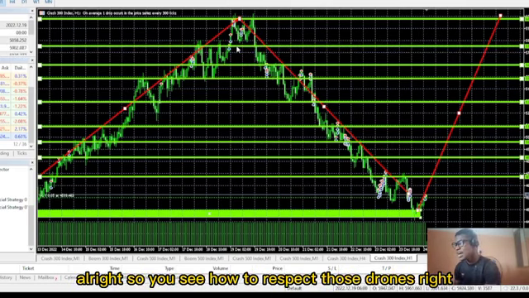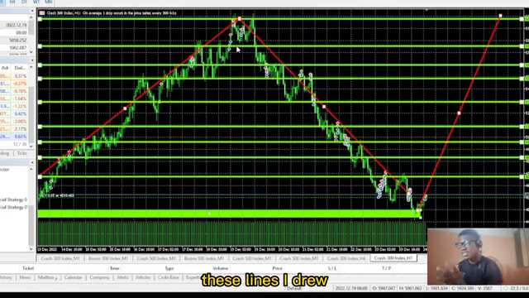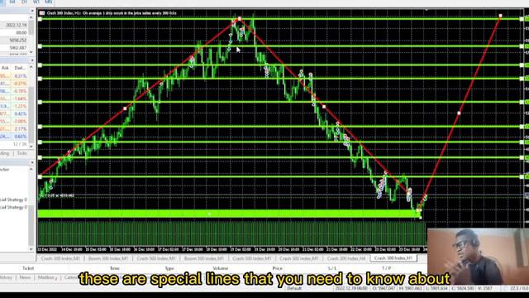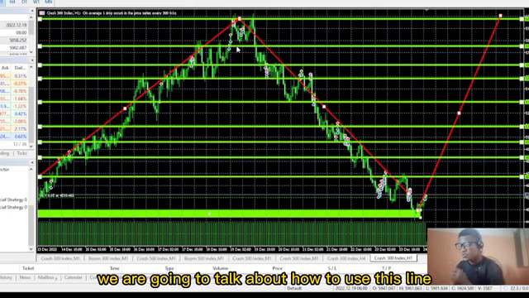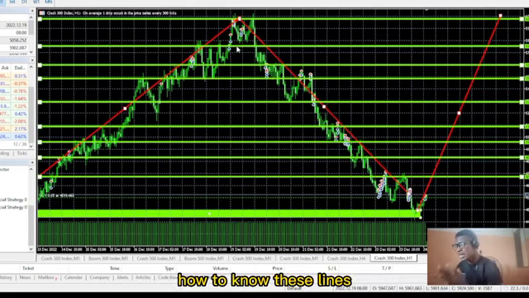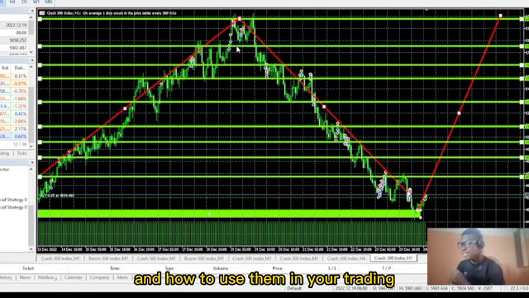So you see how price respects those zones, right? You see how price respects these lines I drew. These are special lines that you need to know about and how to use them. Next video we're going to talk about how to know these lines and how to use them in your trading.